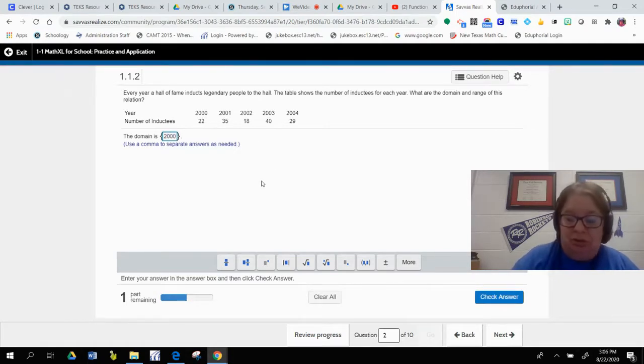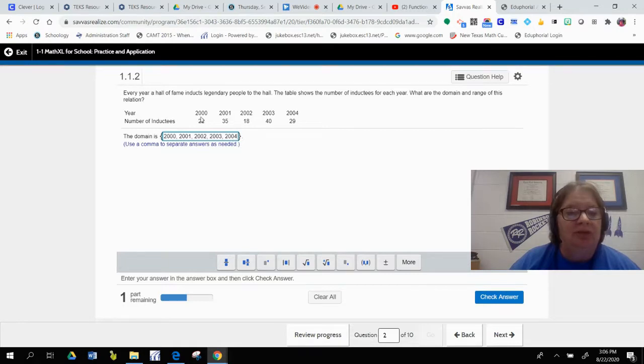Next year is 2001, comma, 2002, 2003, comma, 2004. Okay. Notice it already had the brackets around it. So we just listed the X values, or the input values, or the domain. Okay? Check answer. Well done. If you had left out a comma, even though you typed the right numbers, if you didn't follow the directions and type the commas, it would count it wrong and it would give you another chance. So be sure you read the blue letters.